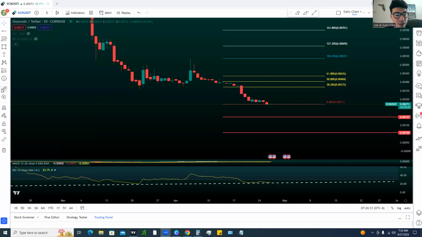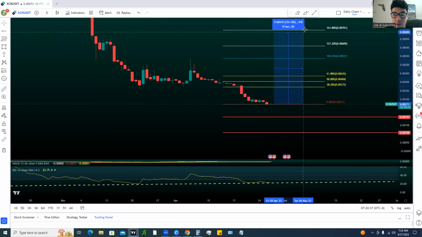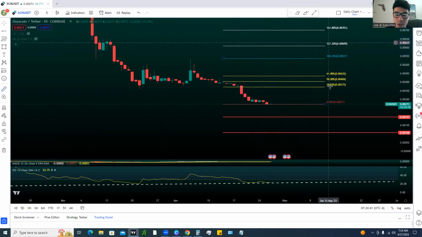Obviously, that would be a tremendous move to the upside. If we hit our second bullish price target here, that would be over a 150% move to the upside. So more realistically, if we do get any upside potential here in the short term, these are going to be some of the target areas to be looking at.